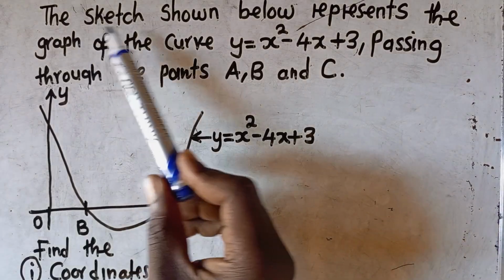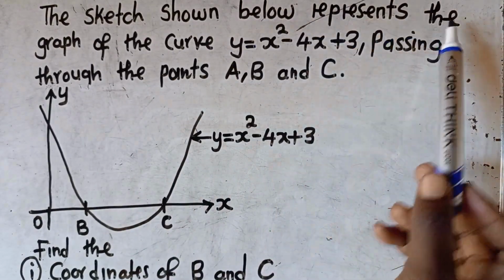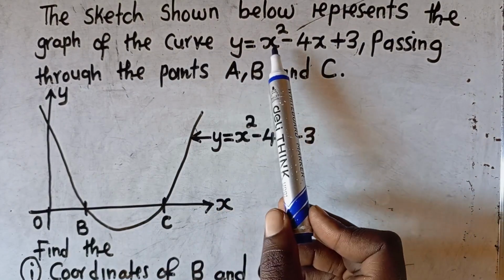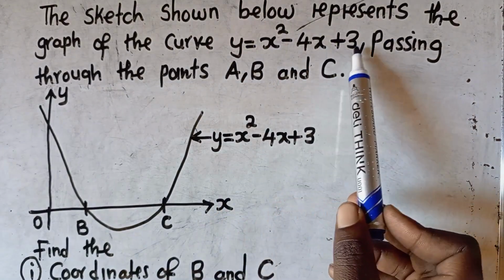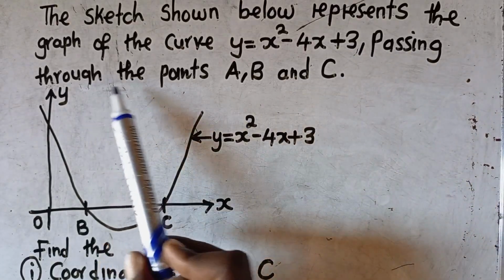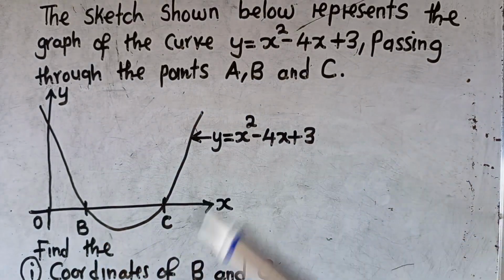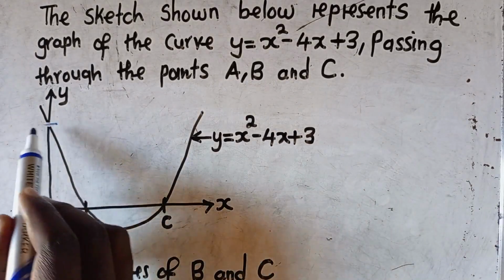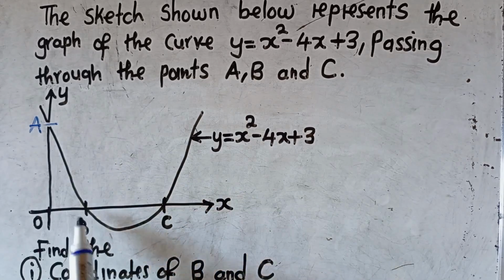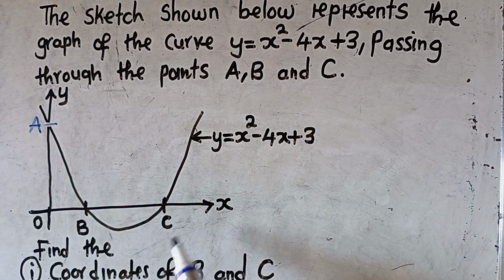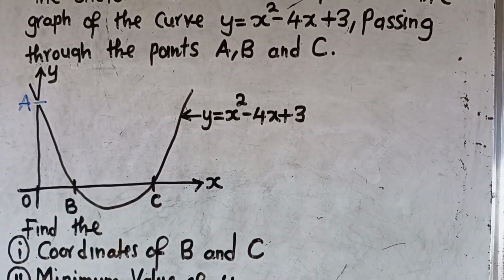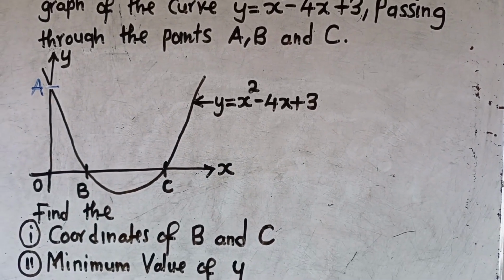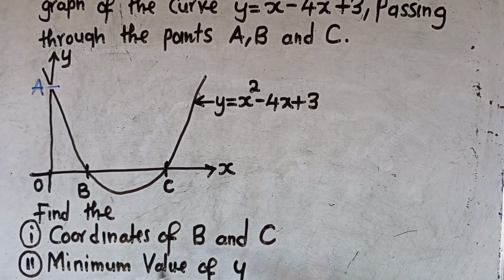So the question is saying the sketch shown below represents the graph of the curve y is equal to x squared minus 4x plus 3 passing through the points A, B, and C. So we've got the point A that is here. This is A, B, and C. Then the first question is saying find the coordinates of B and C. This is the first question. So we've got some wonderful questions that we are going to look at together. So now they are telling us to find the coordinates of B and C.